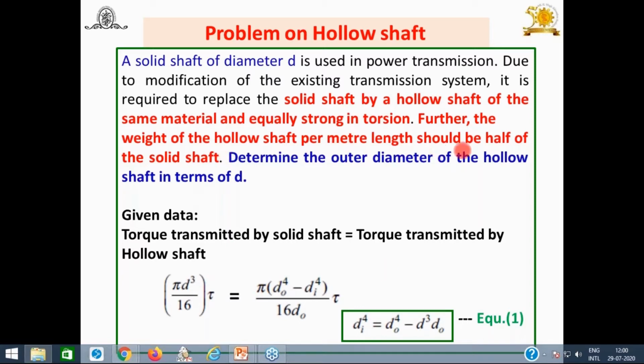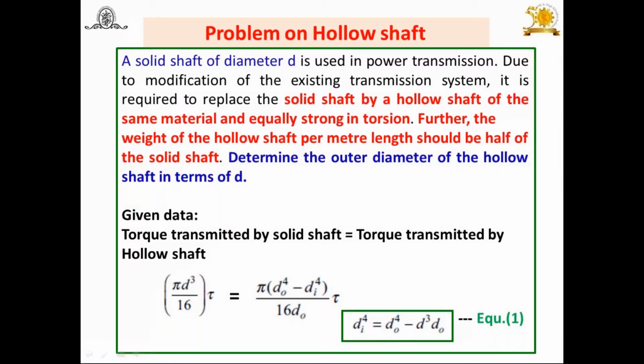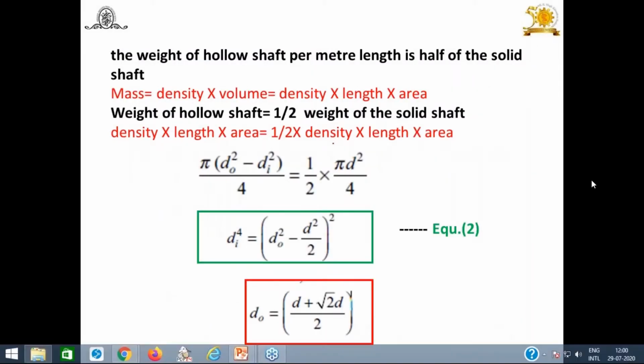Again, what is mentioned? The weight of the hollow shaft per meter length should be half of the solid shaft. Now, another hint I would like to give here. According to this, the weight of the hollow shaft per meter length is half. So what is the weight? You know, density is equal to mass by volume, so the mass is equal to density into volume. Density is a material property, and volume means length into area. The weight of the hollow shaft is equal to half of the weight of the solid shaft. It is given in the problem statement. The weight of the hollow shaft is density into length into area, and here it is half into density into length into area.